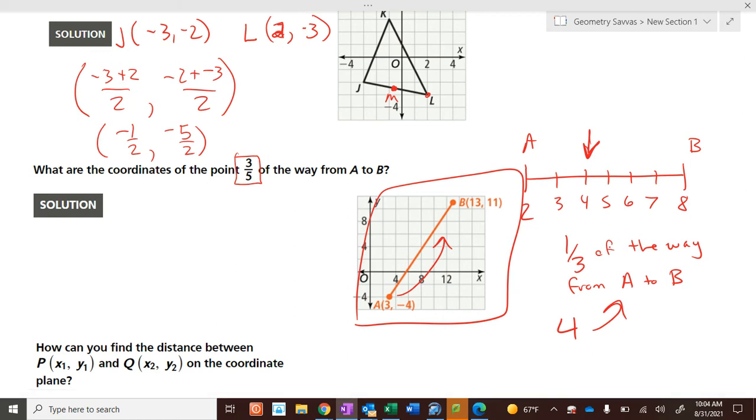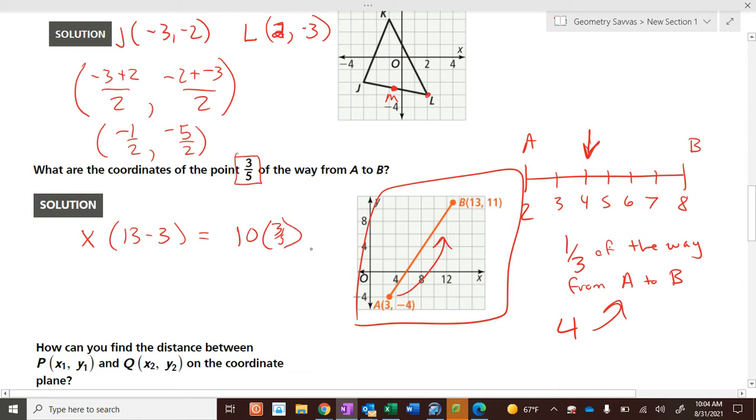So I'm going to take the bigger numbers minus the smaller numbers. So for the x value, I'm going to take 13 minus 3. What do we get? 10. And then we're going to multiply it by 3/5. What's 3/5 of 10? It's 10 times 3, which is 30. 30 divided by 5 is 6. But I'm not done. 6 is not my point. Okay? 6 is how far I go.